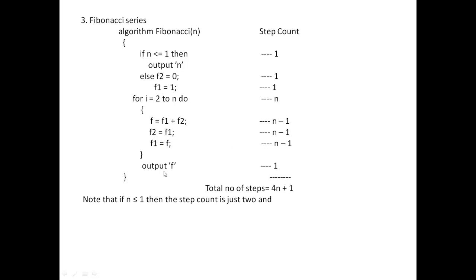Okay. And this output f. Why have I not counted this? There is no count for this. See, this is executed only when n is less than 1. Only when n is less than 1. So that is left out.